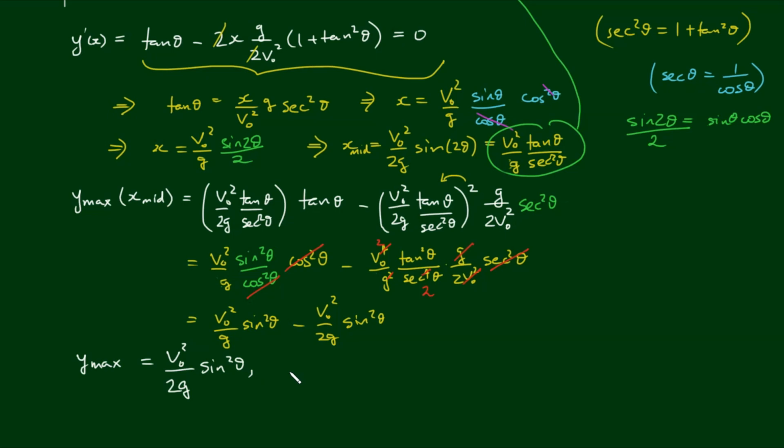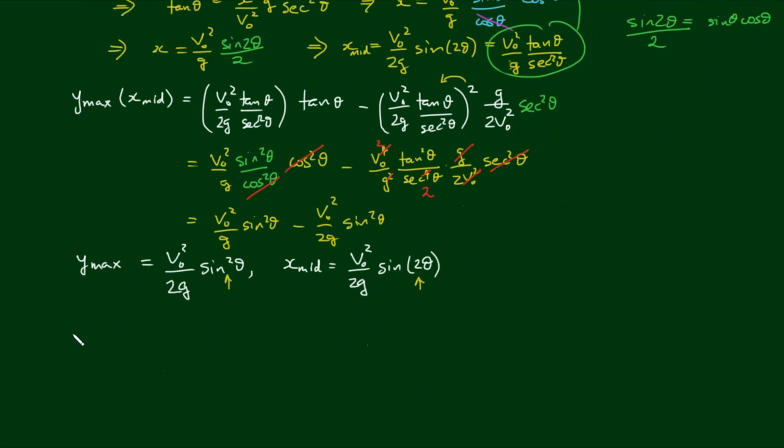And note that it looks very similar to x mid equals v0 squared on 2g by the sine of twice the launch angle theta. One is a sine squared, the other is a coefficient in front of the angle, so be careful of that.